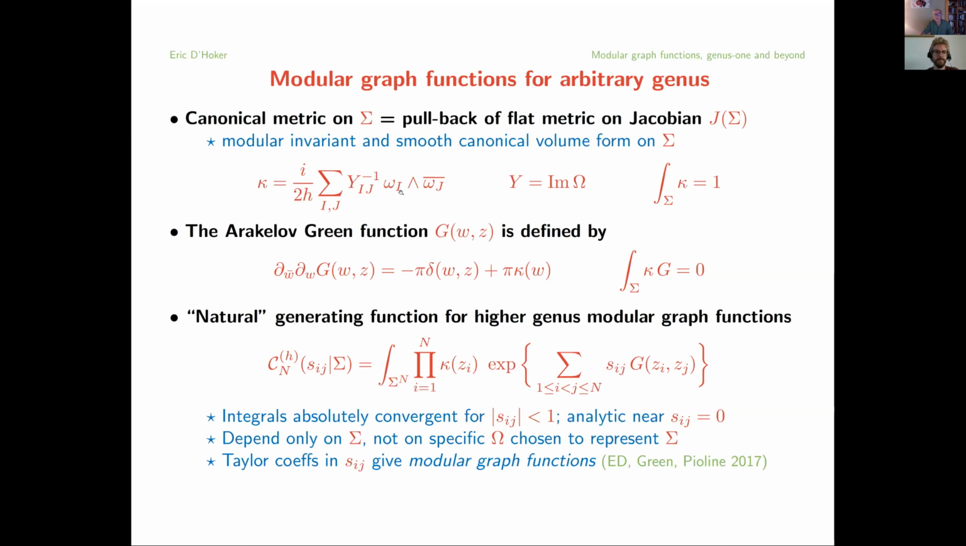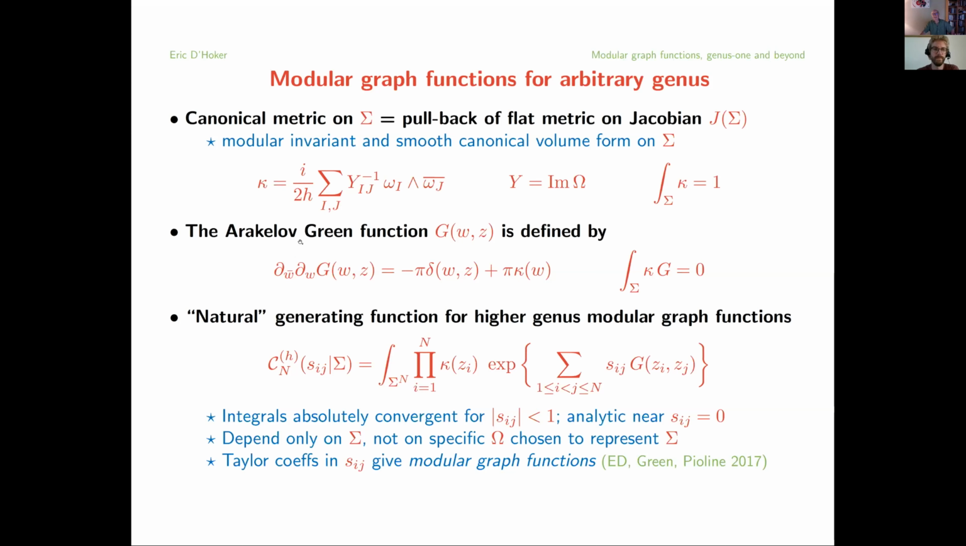So omega is the holomorphic 1 form, and this is its complex conjugate. And y is the imaginary part of the period matrix, which is, remember, positive. And so this is the inverse of it. H is the genus, and we've normalized it so that the integral on the surface is 1. So this is a very natural metric, which is in fact conformal because it doesn't involve any choice of metric, so to speak. So that's a natural candidate for a volume form on sigma.